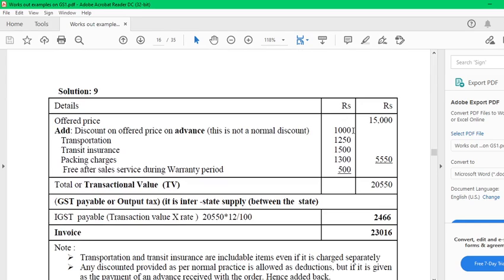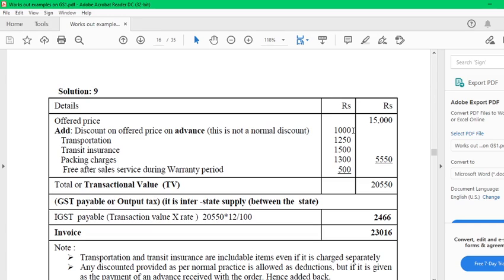Offered price 15,000. Add discount on offered price on advance. This is not a normal discount. Of course, if there is a normal discount, we have to subtract. This discount is given on the basis of advance. Whatever advance, it is a part of the transaction and should be included. 1000. Transportation 1250. Transit insurance 1500. Packing charges 1300. Free after sales service, there is a warranty expenses 500. Total 5550. Total transaction value 20,550.